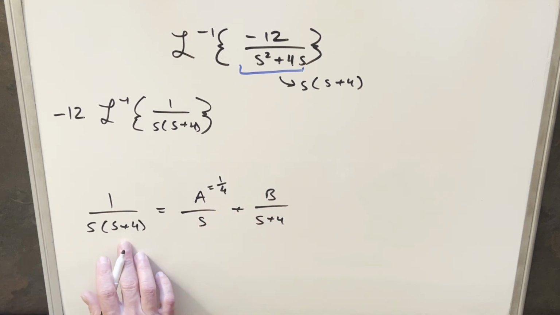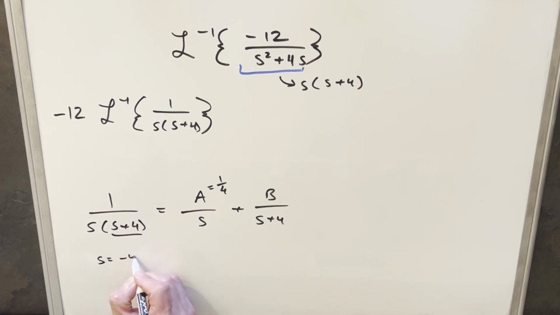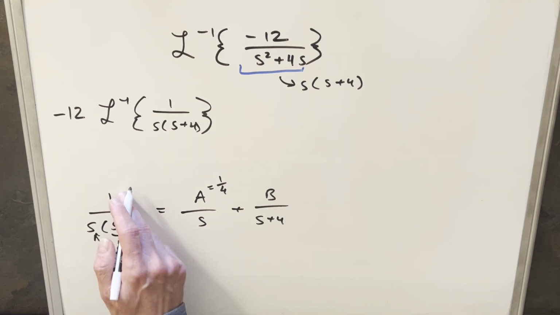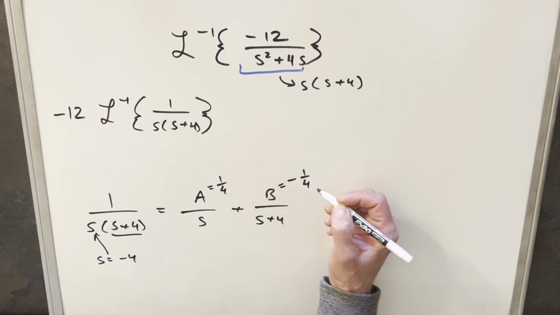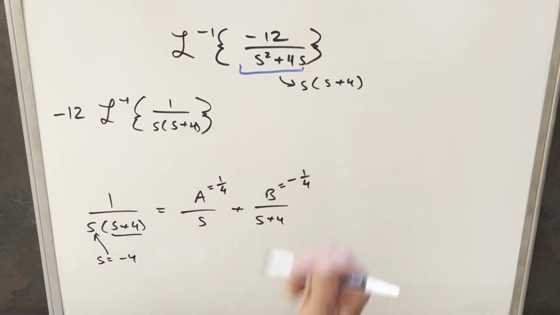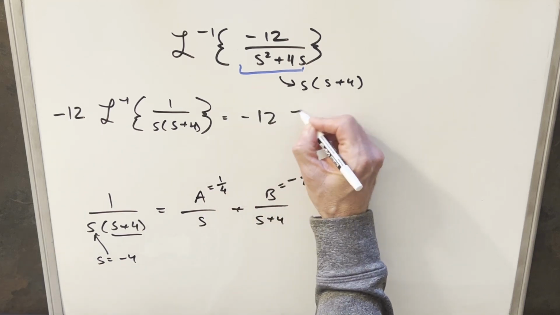Then doing the same thing for the second part, to make this s plus 4 equal to 0, we want s to be equal to minus 4. Cover up that, plug it in here. So we're just going to have 1 over minus 4, and so for b, it's going to be minus 1 over 4. So now we can take this, we can plug it back in for our Laplace transform, so copy this down.